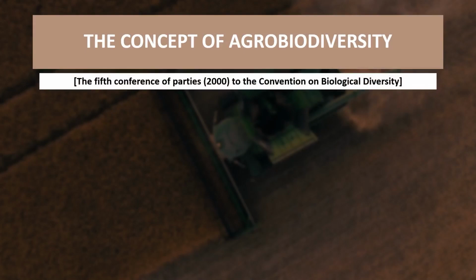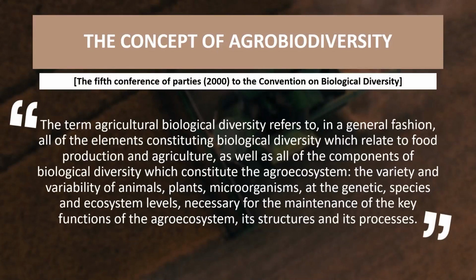If we look into the basic concept, agrobiodiversity is a certain form of agricultural biodiversity. The exact definition was given by the 5th Conference of the Parties, we call this COP, held in 2000, to the Convention on Biological Diversity, which defined the term agricultural biological diversity in a general fashion: all of the elements constituting biological diversity which relate to food production and agriculture, as well as all of the components of biological diversity which constitute the agroecosystem, meaning the variety and variability of animals, plants, microorganisms, and the genetic, species and ecosystem levels. We talked about all these levels in the beginning of this course. That is necessary for the maintenance of the key functions of this agroecosystem, its structure and its processes, right?